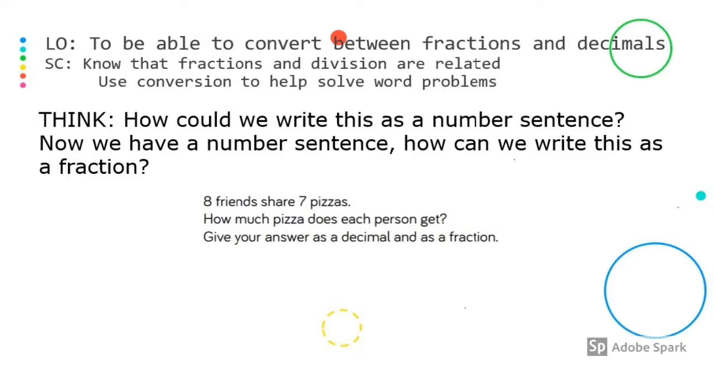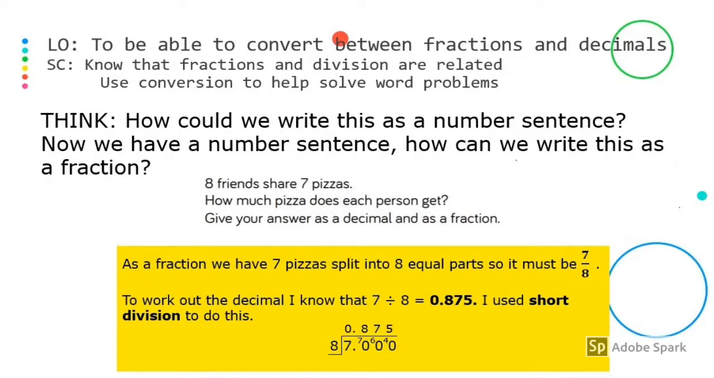Let's look at the next slide to see the answer. So, as a fraction, we have 7 pizzas split into 8 equal parts. So, the fraction must be 7/8. To work out the decimal, I know that I need to divide 7 by 8. This equals 0.875, and I've used short division to do this.